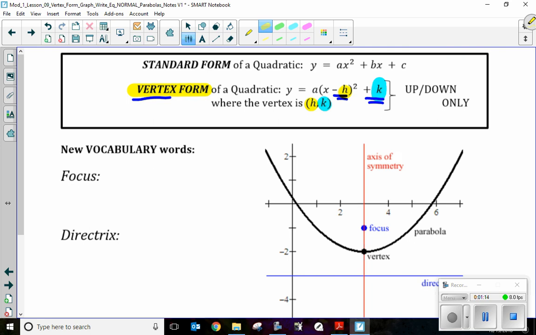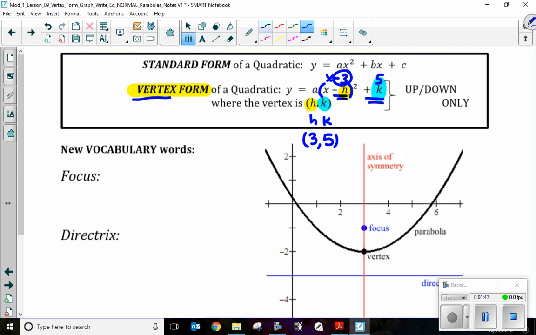Just be careful. Anytime something is in parentheses, it is always opposite. So if those parentheses had X minus 3, all right, and then I had a 5 out here, let's say, well, K is 5, but my H is positive 3. It's not negative 3. Okay? So whatever sign this is, you need to flip it. Because whatever is in parentheses always has a tendency to flip on us.